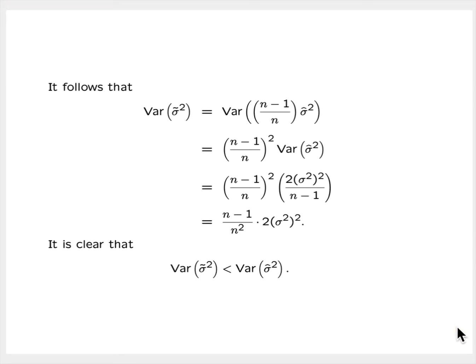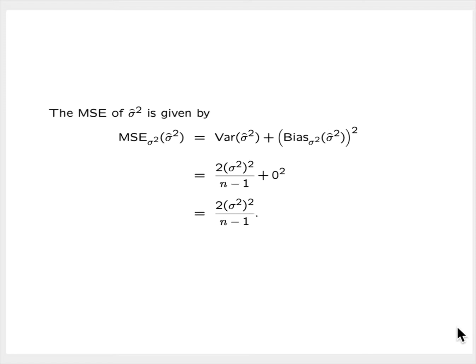Now let's consider the mean squared error of each of these estimators. The mean squared error of sigma hat squared as an estimator of sigma squared, remember that this is equal to the variance of sigma hat squared plus the square of the bias of sigma hat squared. Now, because sigma hat squared is unbiased, its bias is 0, and so the mean squared error of sigma hat squared as an estimator of sigma squared is just the variance of sigma hat squared. So 2 times the square of the population variance divided by n minus 1.